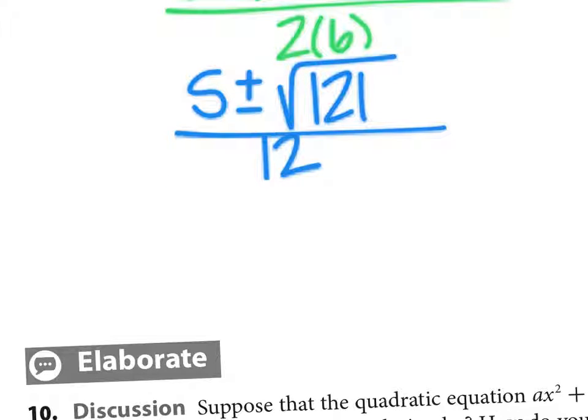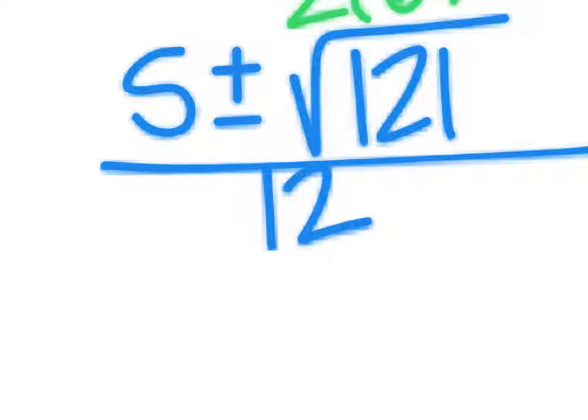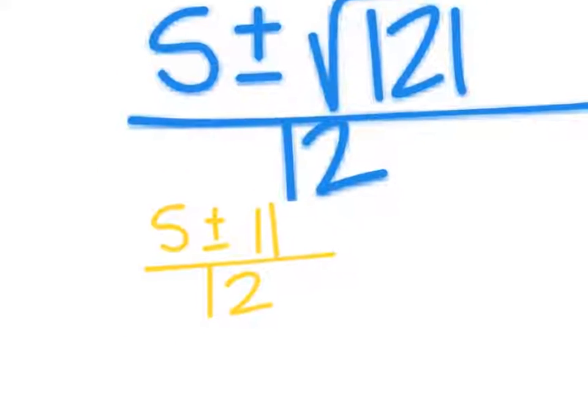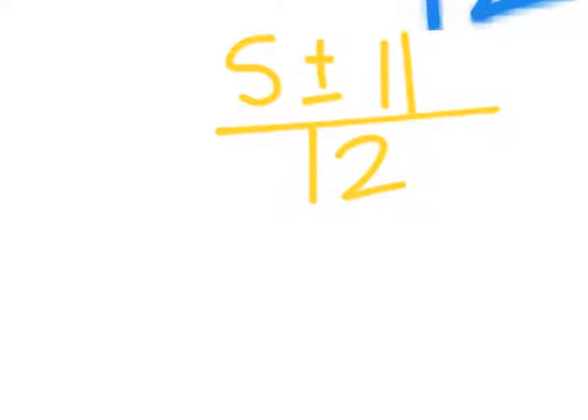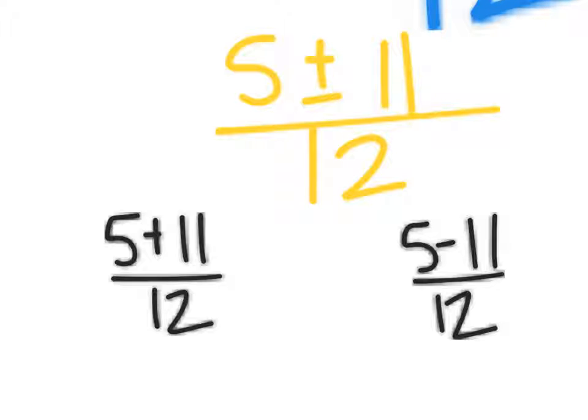Okay, what else can I do to this? And what is the square root of 121? 11. So really I have 5 plus or minus 11 divided by 12. And this problem will actually go further because now I have no square roots left. All I have is numbers. So I can write this as two things. I can write this as 5 plus 11 over 12, and I can write this as 5 minus 11 over 12.